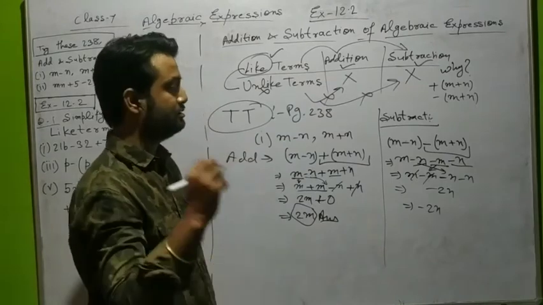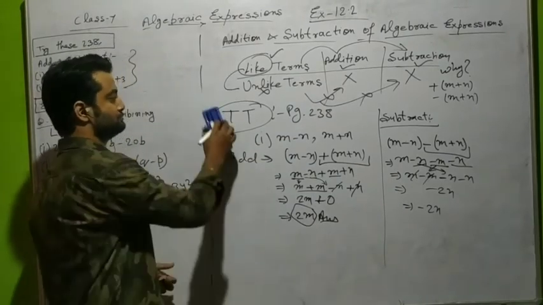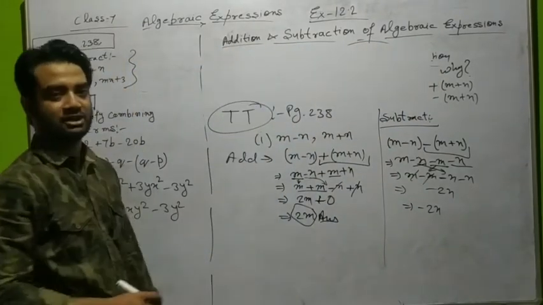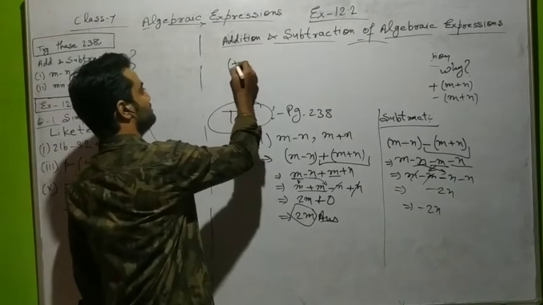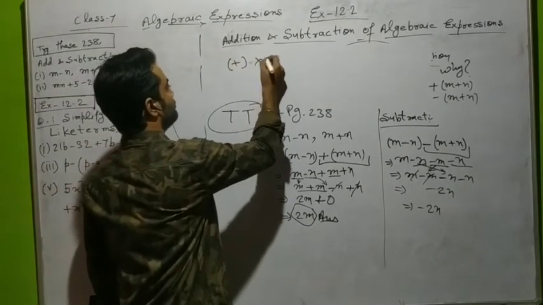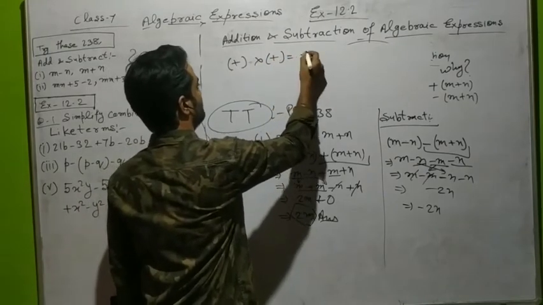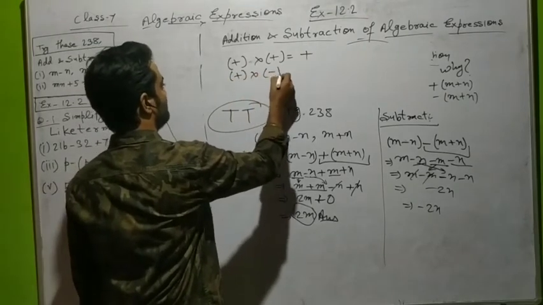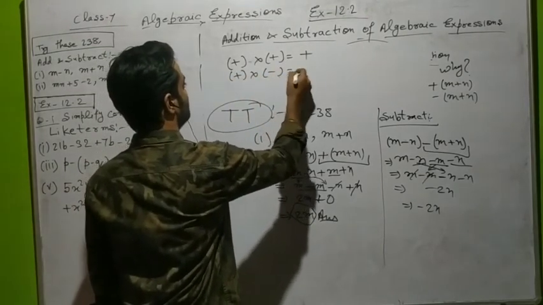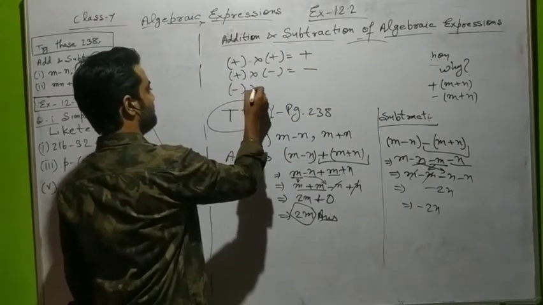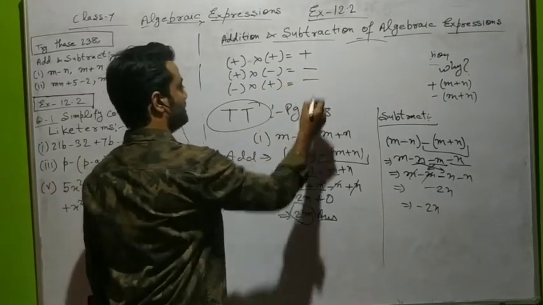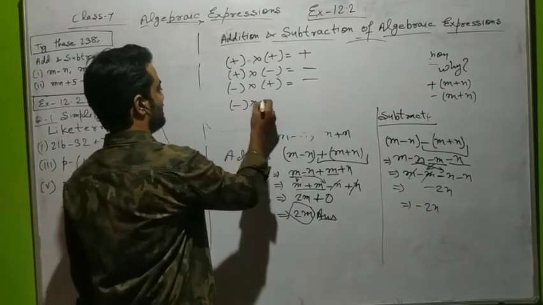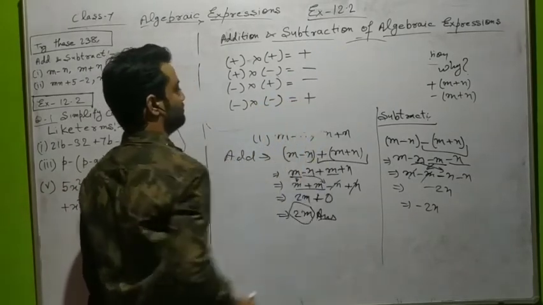To understand this, you need to remember the multiplication of mathematical operators, addition and subtraction. Okay, remember the basic one. Positive multiplied by positive, you get positive. Positive multiplied by negative, we get what? Negative. Then negative multiplied by positive, we again get negative, and negative multiplied by negative, we get positive.